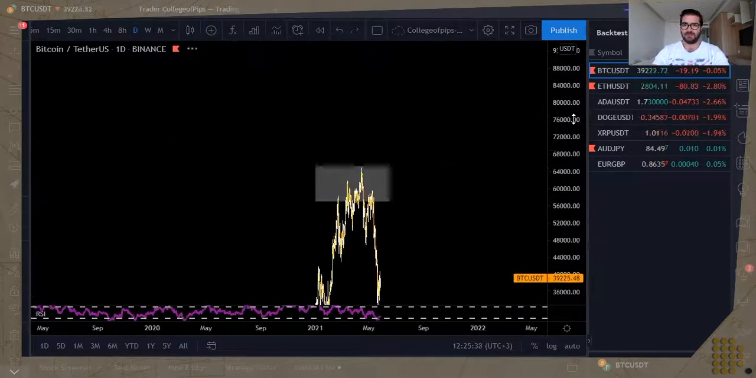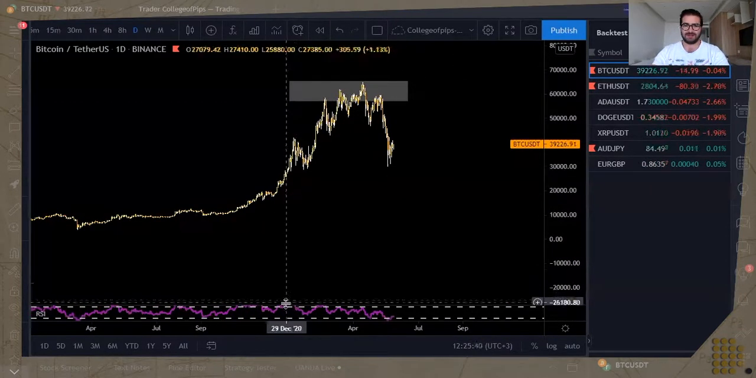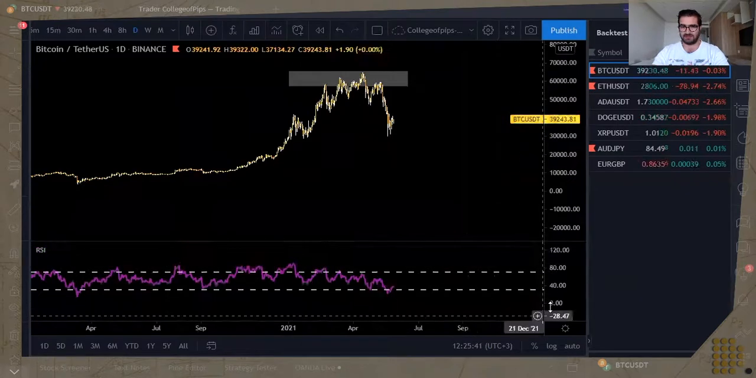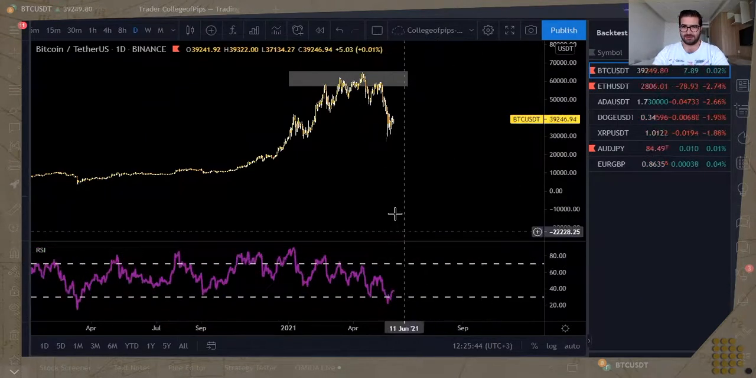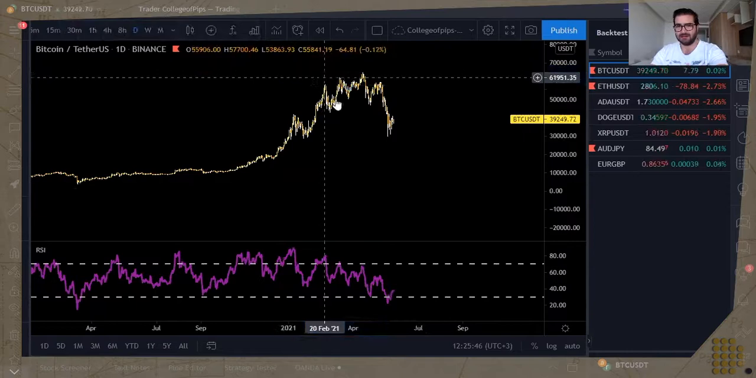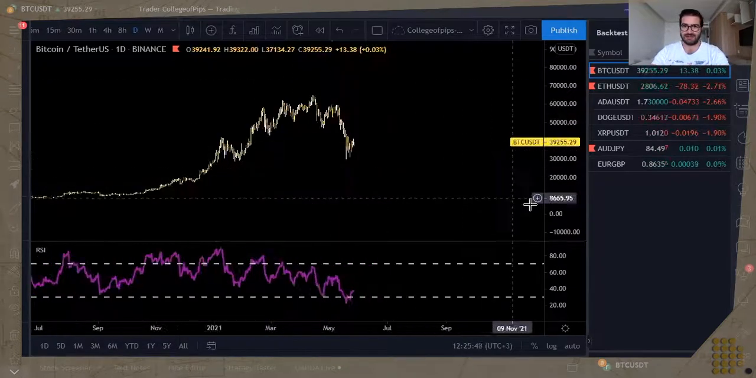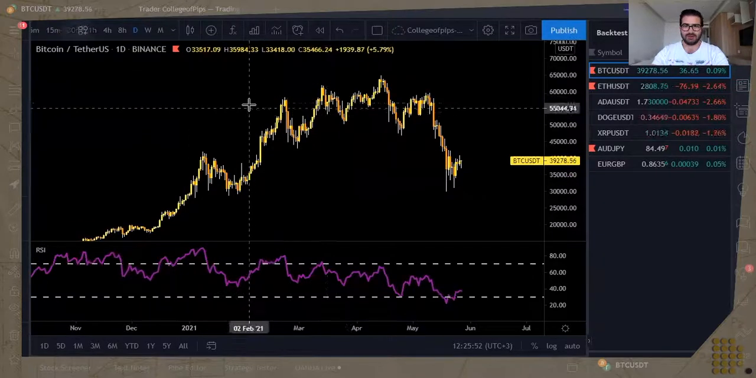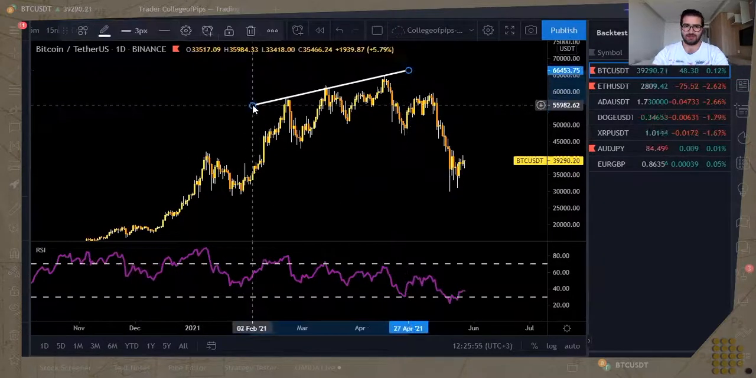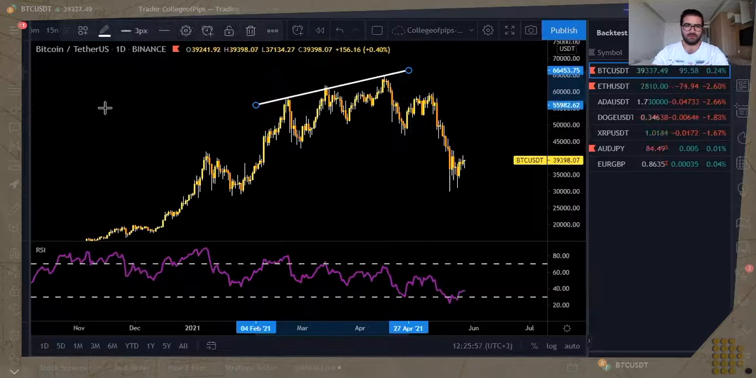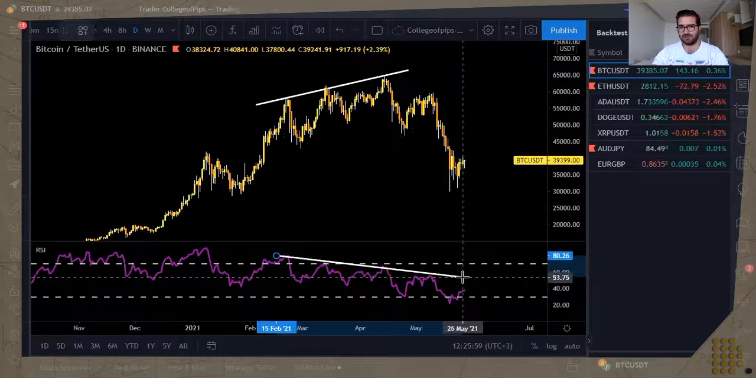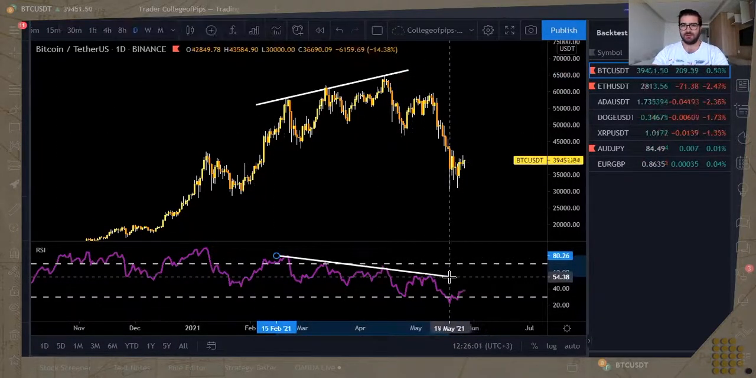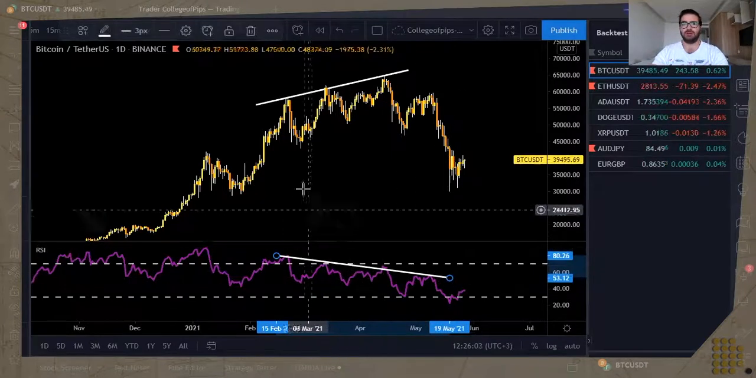So here we have the BTC USDT, and down below we have the RSI, or the oscillator. As you can see, the market is showing higher highs. Let me zoom in. So the market is showing higher highs here. Higher high, higher high. If we look at the oscillator, we have lower highs. So we are facing a bearish regular divergence.